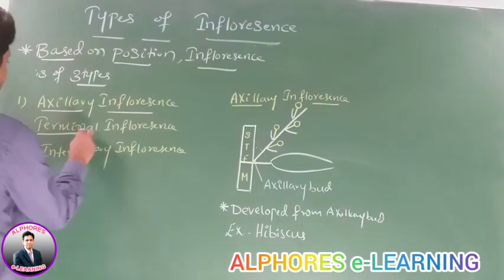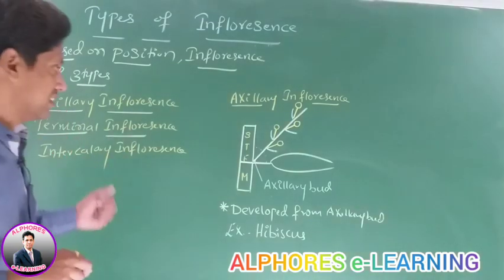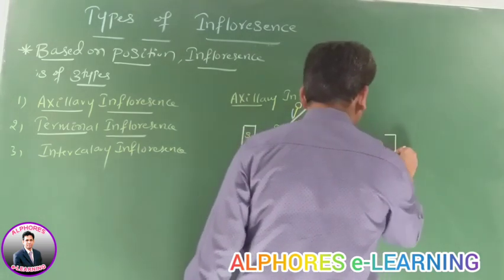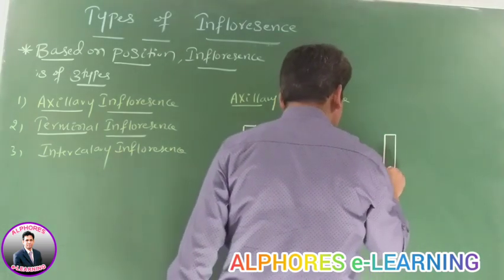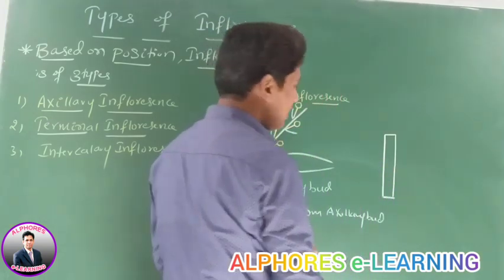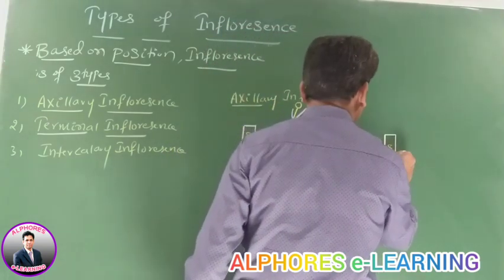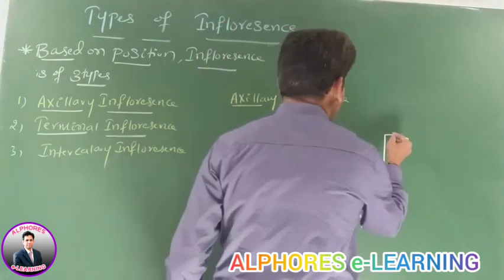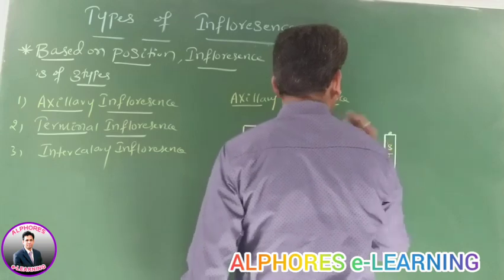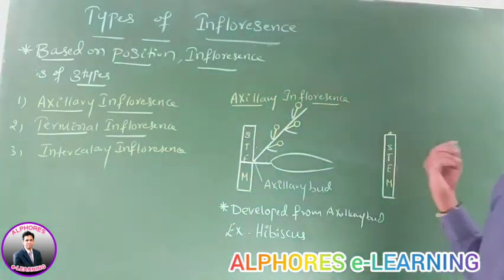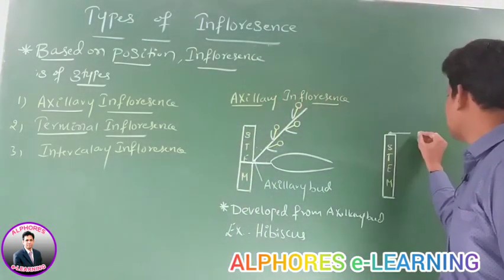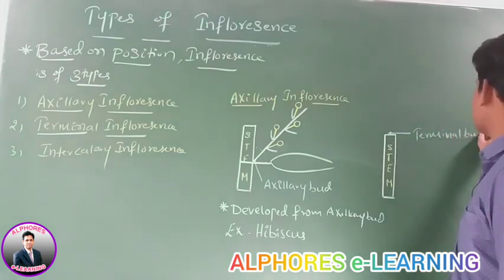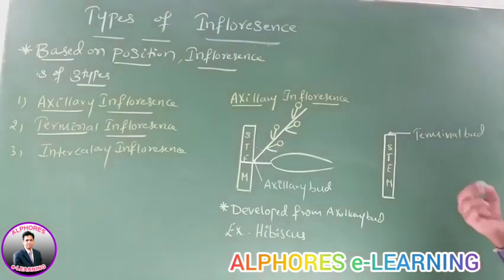Now go for the second one, terminal inflorescence. Now see here. This is a stem. The tip of the stem contains which bud? Terminal bud. Yes or no? What is another name for terminal bud? Apical bud. Terminal bud is also called apical bud.